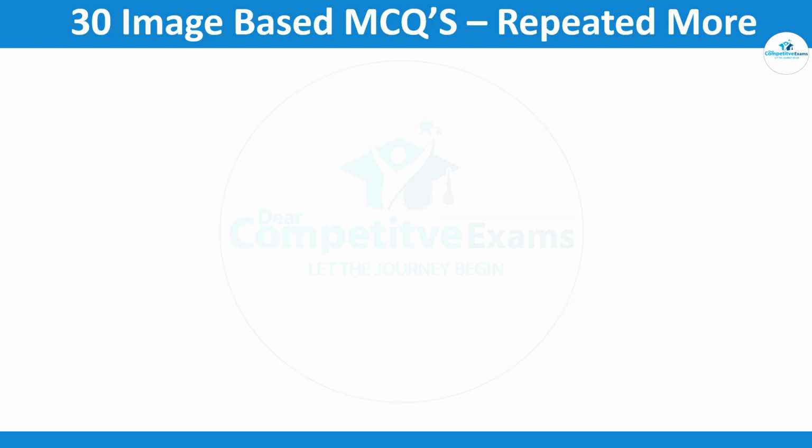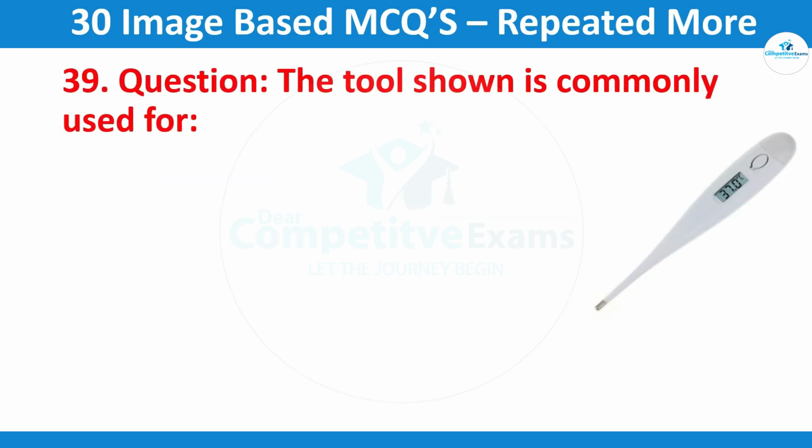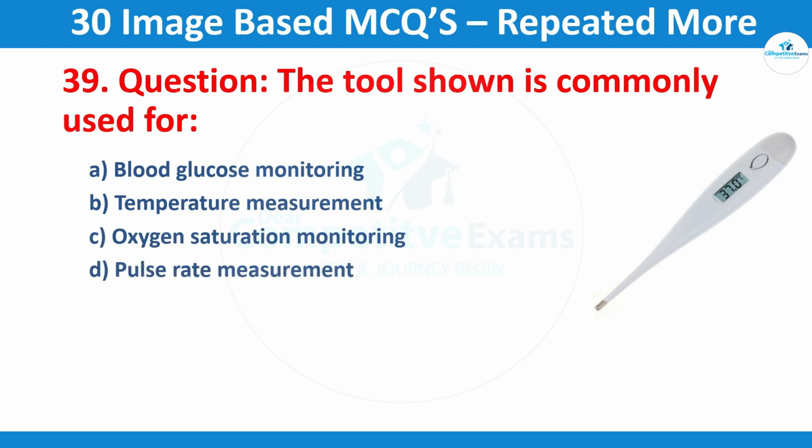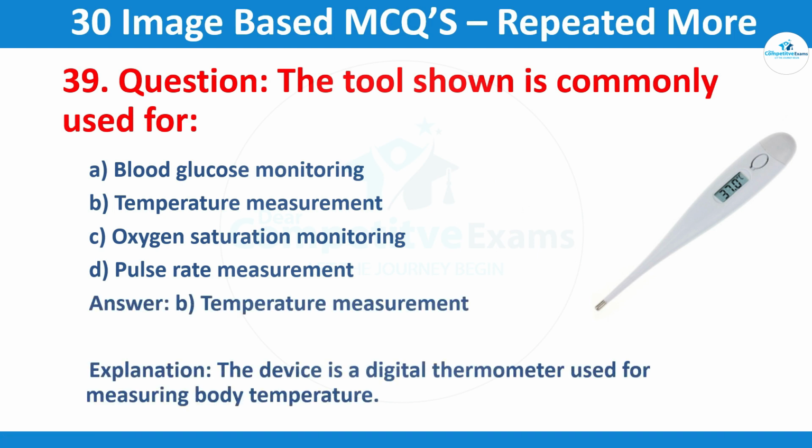Question number 39. The tool shown is commonly used for. Options: blood glucose monitoring, temperature measurement, oxygen saturation monitoring, or pulse rate measurement. The correct answer: temperature measurement. The device is a digital thermometer used for measuring the body's temperature.